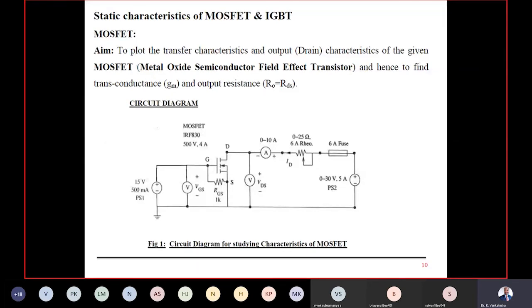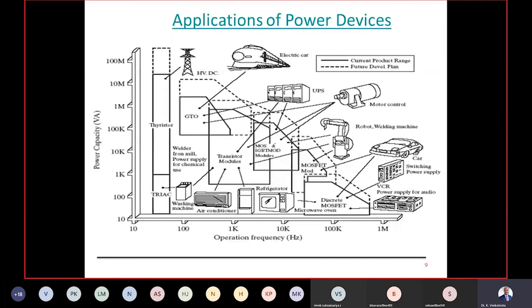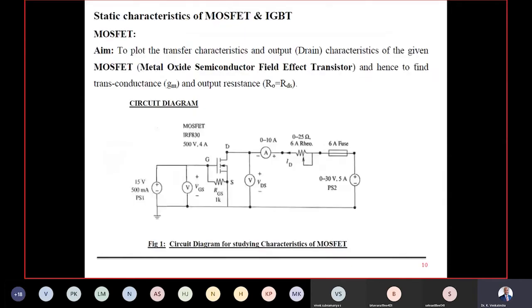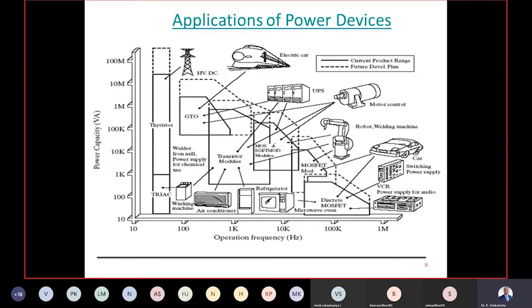If you have any doubts in the Power Electronic converters, so far what I discussed, or any doubts other than the syllabus, you can share with me. Then I'll start experiment number 2, static characteristics of MOSFET and IGBT. Before that, can somebody share any doubts, or whether you could follow? Don't worry, everybody can just put a word. I'll be very happy. Somebody can unmute and say something.